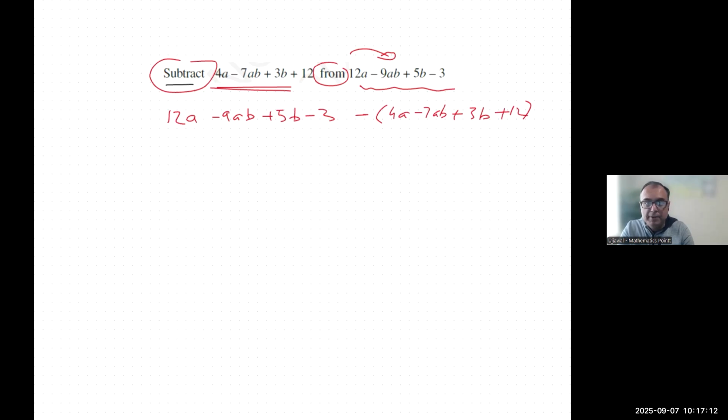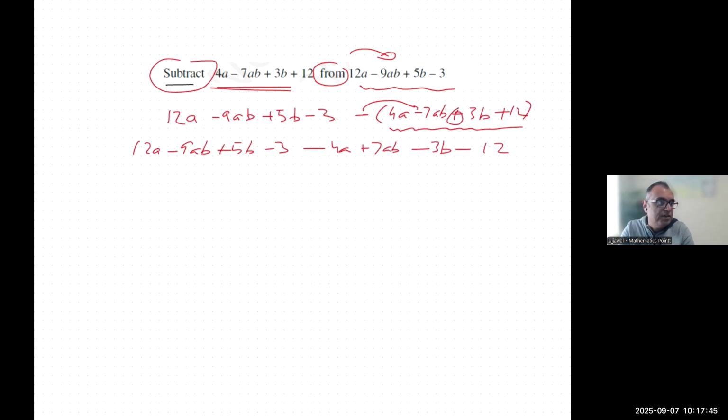Now I'm going to open the brackets up, and this negative will just change the sign of each and every term in this expression. I write the first expression as is, 5b take away 3. Now I'm opening the brackets up. So this becomes a negative 4a. This becomes plus 7ab. This becomes a negative 3b. And this becomes a negative 12. Sorry if you can't read my handwriting. That's the best I can do at the moment. All right.